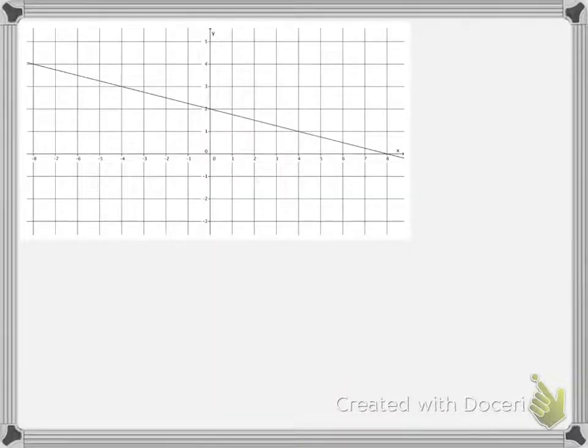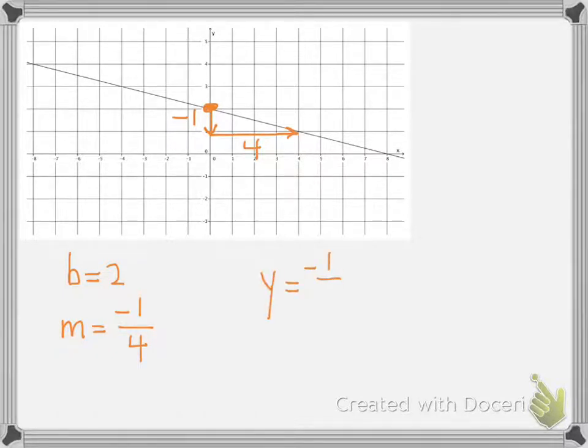Okay, next one. I've got a y-intercept here at +2, so my b value is 2. And then the slope, well, I would have to go down 1 and then right 4. So down 1 is a -1 and right 4 is a +4. So my slope is the change in y, -1, over the change in x, 4. And then we can write the equation y equals -1/4 x plus 2.